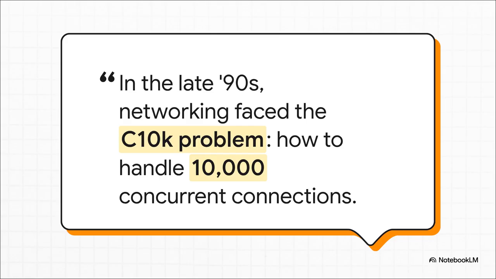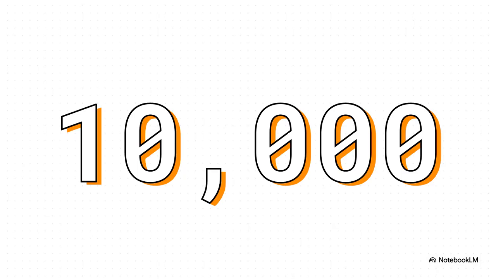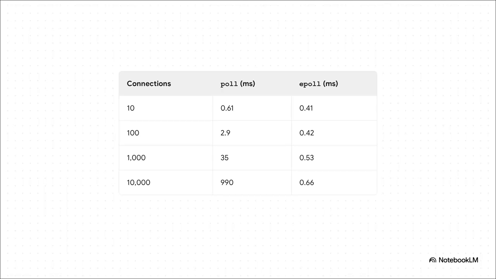The old methods, they just weren't going to cut it. So that number, 10,000, it became the benchmark. The race was officially on to find a new, much more efficient way to manage all this network traffic. The old model of having one thread per connection, well, it was just incredibly inefficient and ate up a ton of resources. And here's the result of that race.